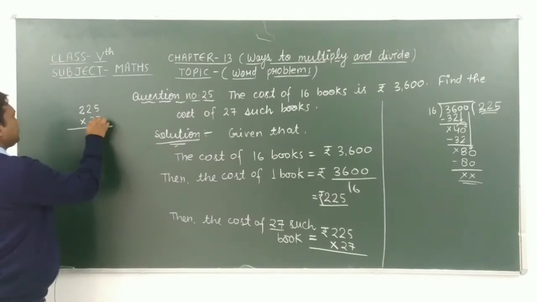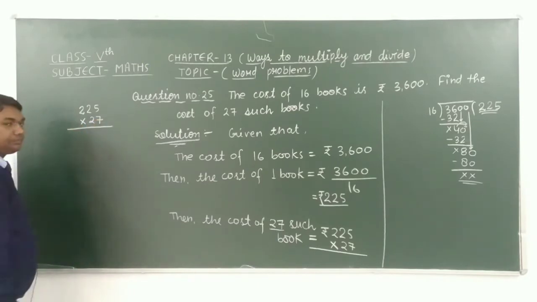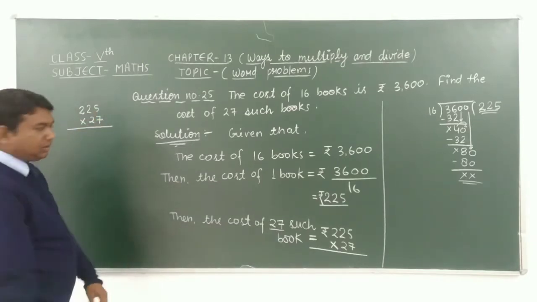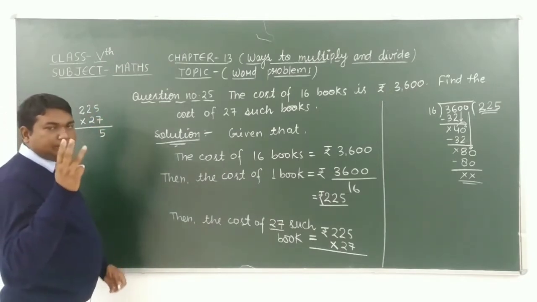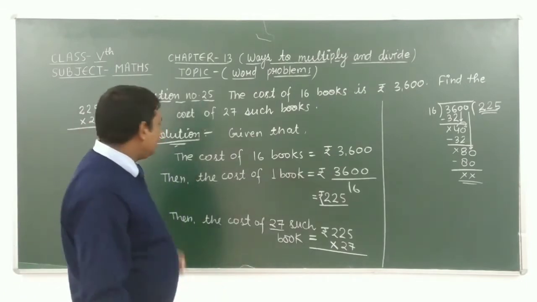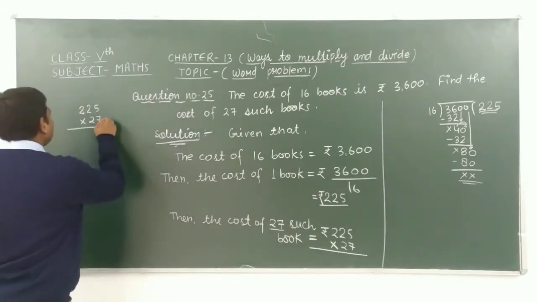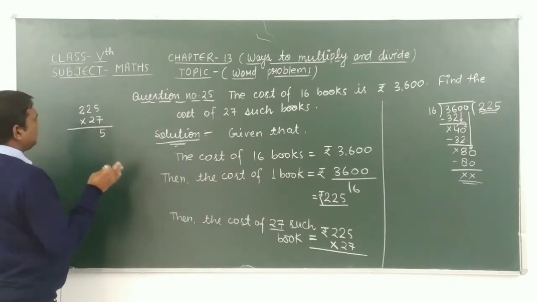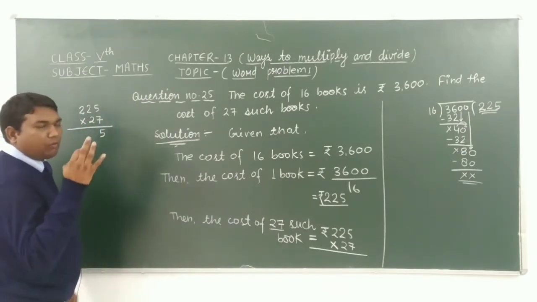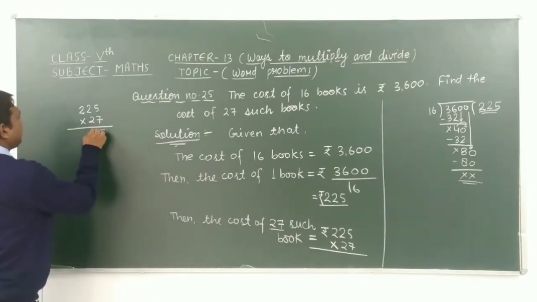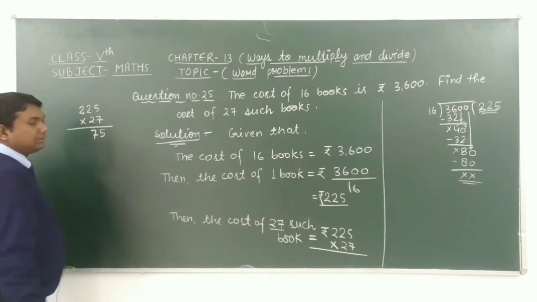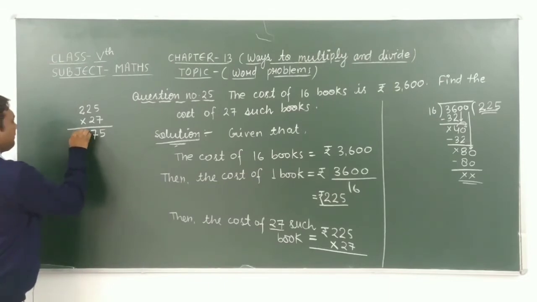Okay, look at here carefully. Firstly, we have to take multiplication by 7. 7 fives are 35. 35, write 5 carry 3. Dear students, please keep in mind, here we get carry 3. 7 twos are 14. 14 plus 3 is 17. 17, write 7 carry 1. 7 twos are 14. 14 plus 1 is 15.